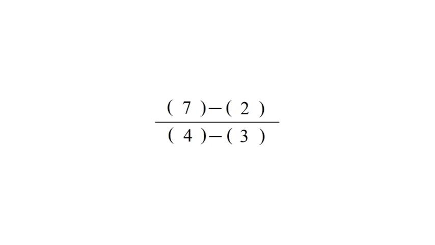The next step is to do the arithmetic across the top to get a number on the top, and the arithmetic across the bottom to get the bottom number. 7 minus 2 is 5, and 4 minus 3 is 1. This says that the slope, or the way the line is pointing that goes through the points 4, 7, and 3, 2, is 5 over 1.